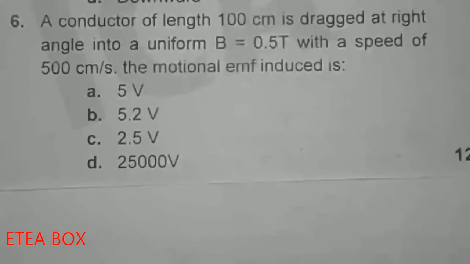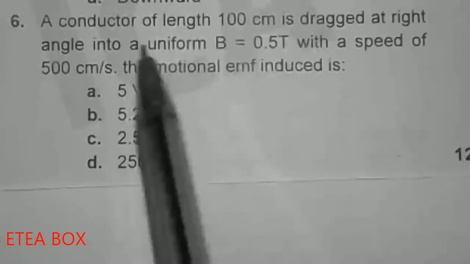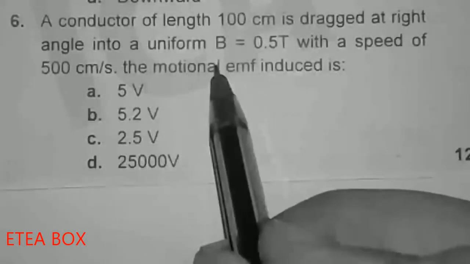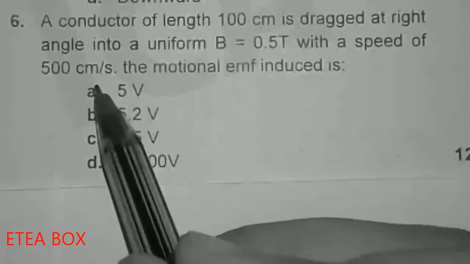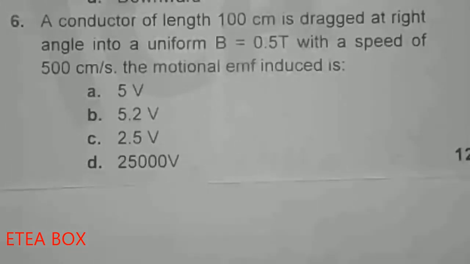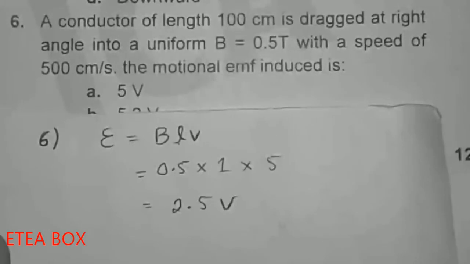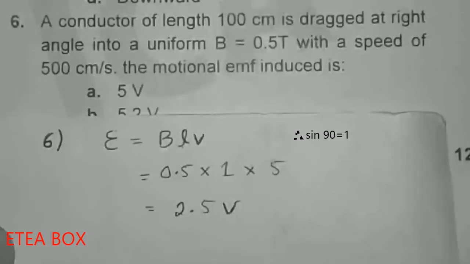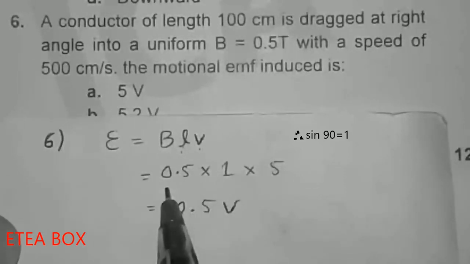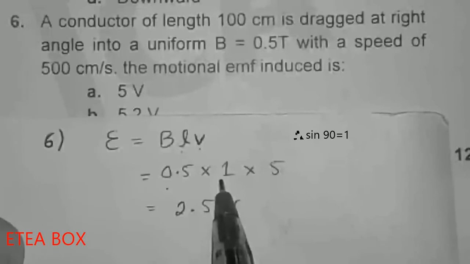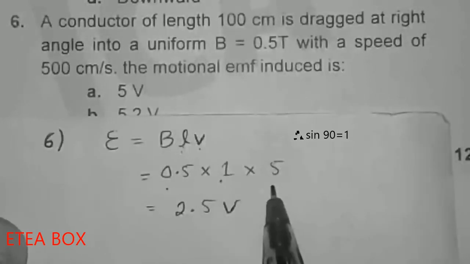A conductor of length 100 cm is dragged at right angle to a uniform magnetic field of 0.5 Tesla with a speed of 500 cm per second. The motional EMF induced is? Now look here, motional EMF is BLV. This one is the formula for motional EMF, where B is 0.5 Tesla and length is 100 cm, which is equal to 1 meter, and speed is 500 cm per second, which is equal to 5 meters per second.